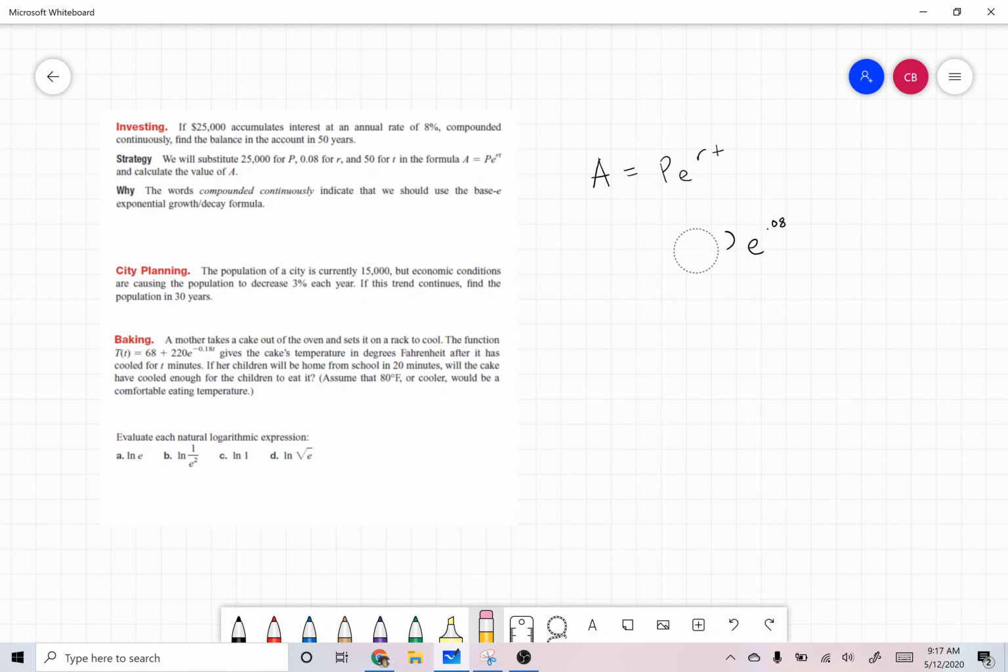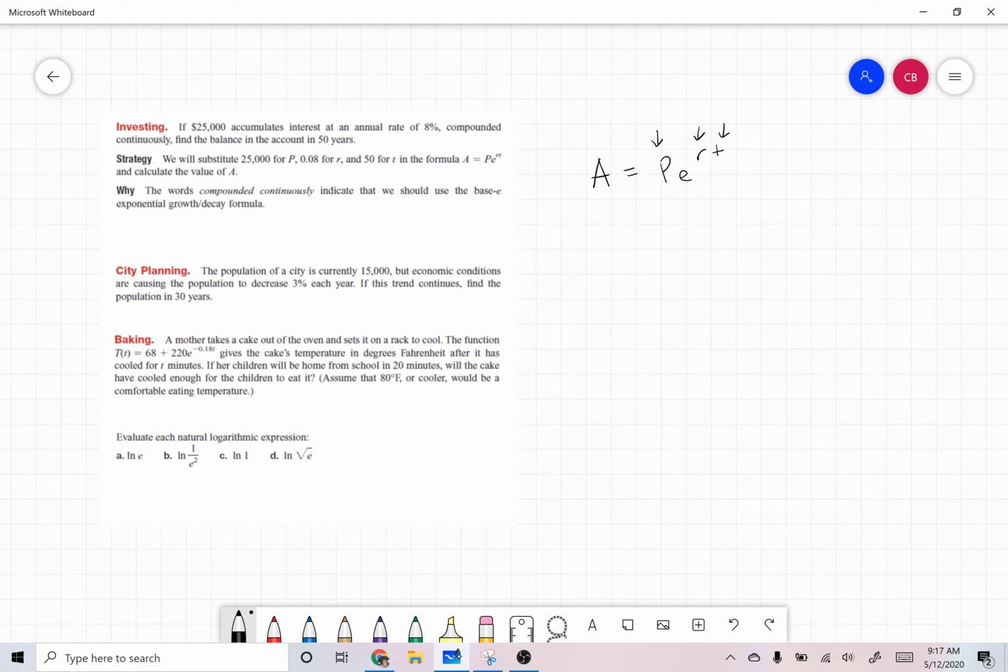So we've got this equation. It says if $25,000 accumulates interest at a rate of 8%, compounded continuously, find the balance after 50 years. So we've got this Pert. P is the principal, r is the rate, and t is the amount of time. The indicator to us that we're using e here is the fact that it says compounded continuously.